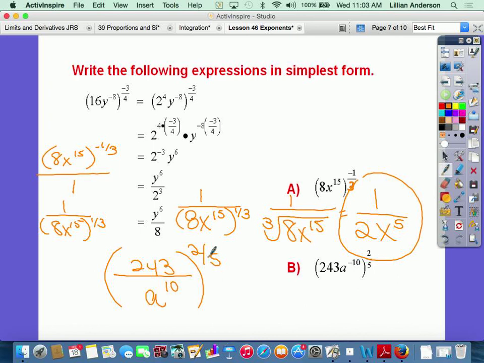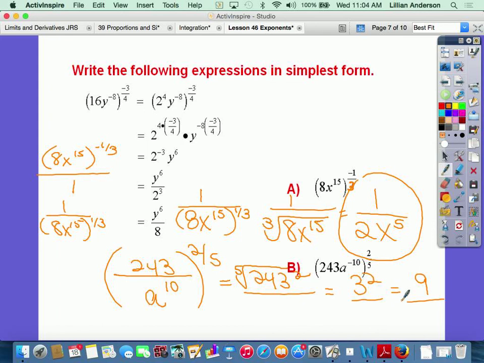Now you basically have to apply the 2/5 to the numerator and to the denominator. Do you want to do it using method 1 or method 2? Method 2. So that means for 243, what's going to be my root? 5. And then I'm going to square it. What is the 5th root of 243? 3. And then you square it to get what? 9. There's your numerator.